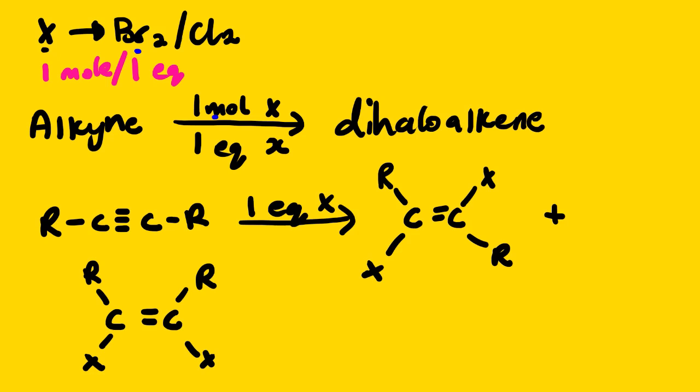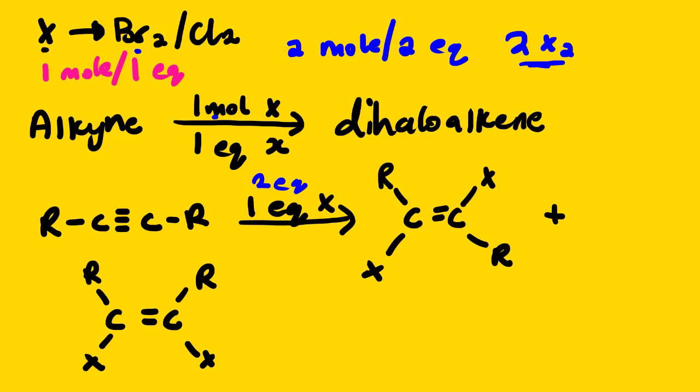Sometimes it will be represented as 2 mole or 2 equivalents or 2X2. You can see that we have a total of 4 halogens here. So what happens if we put 2 equivalents? You can see that we are going to have a tetrahaloalkane, meaning that we are going to have 4X. Let us look at the examples.